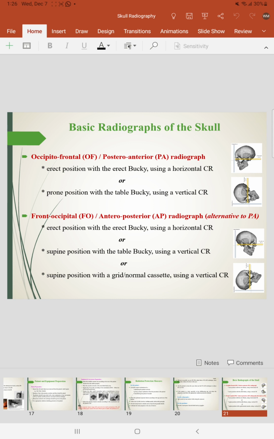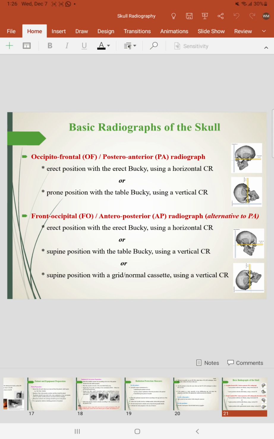Then basic radiographs of the skull. Occipitofrontal OF or posterior anterior PA radiograph. So we have to take that radiograph in these ways. First one, erect position with the erect bucky using a horizontal CR. It means using a horizontal center ray in the erect bucky. Then prone position with the table bucky using a vertical center ray.